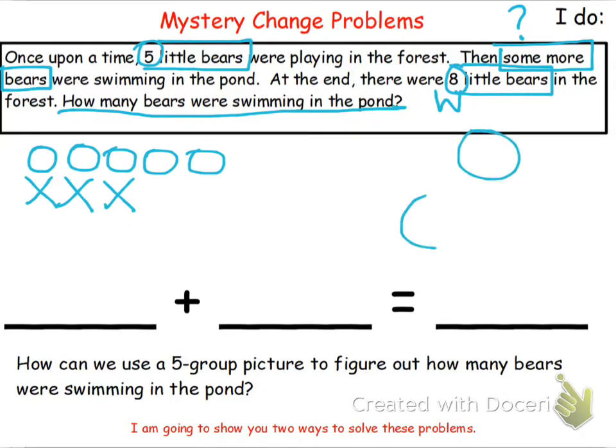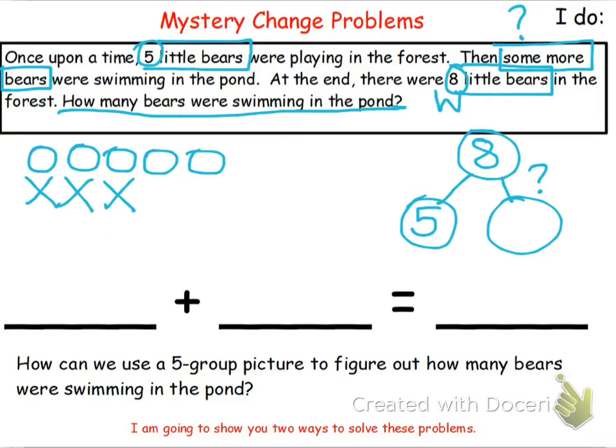Now let's do our number bond. Well, we knew that our whole was 8, so I'm going to write that. 5 was the part they gave us. We do not know this part just yet. We're going to come back to that in just a moment.